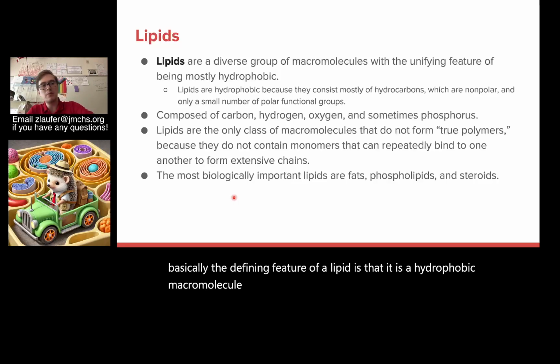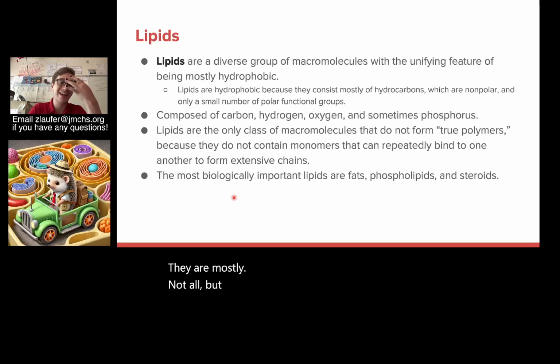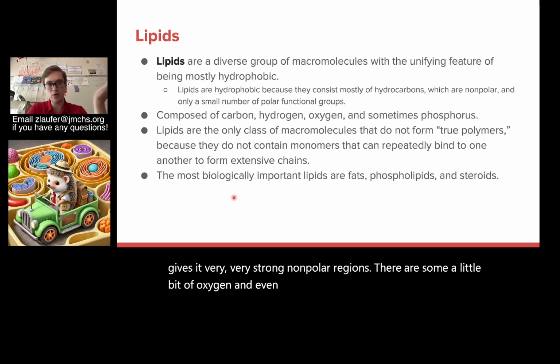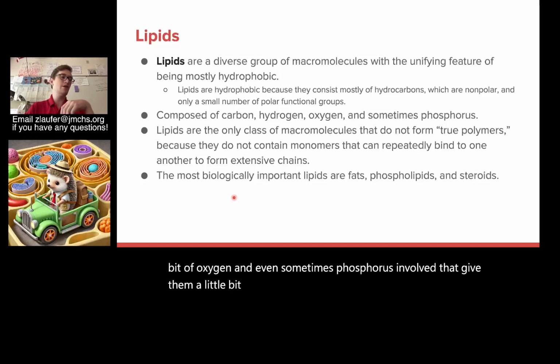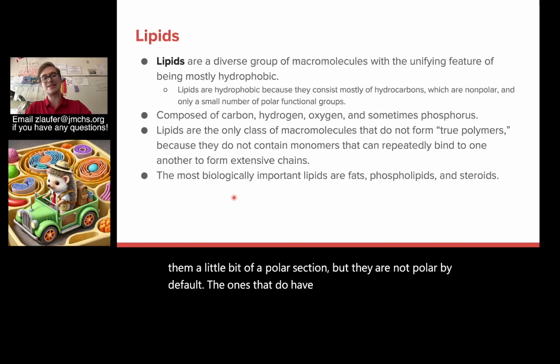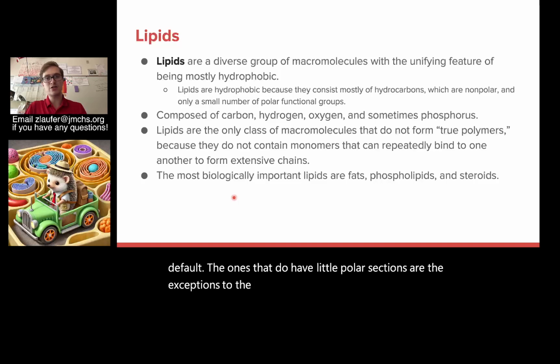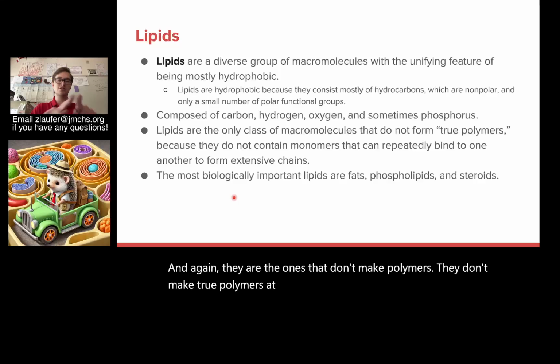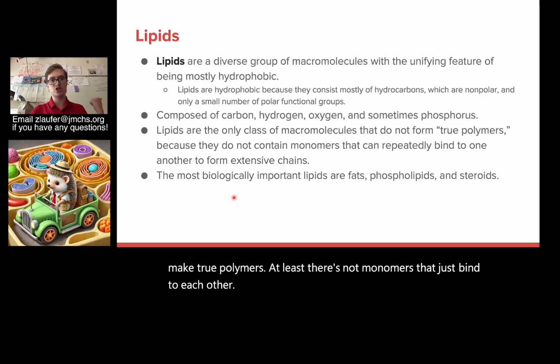So they are mostly, not all, but mostly just hydrogen and carbon strung together. That gives it very, very strong nonpolar regions. There are a little bit of oxygen and even sometimes phosphorus involved that give them a little bit of a polar section, but they are not polar by default. The ones that do have little polar sections are the exceptions to the rule. And again, they are the ones that don't make polymers. They don't make true polymers, at least. There's not monomers that just bind to each other to make a big chain.